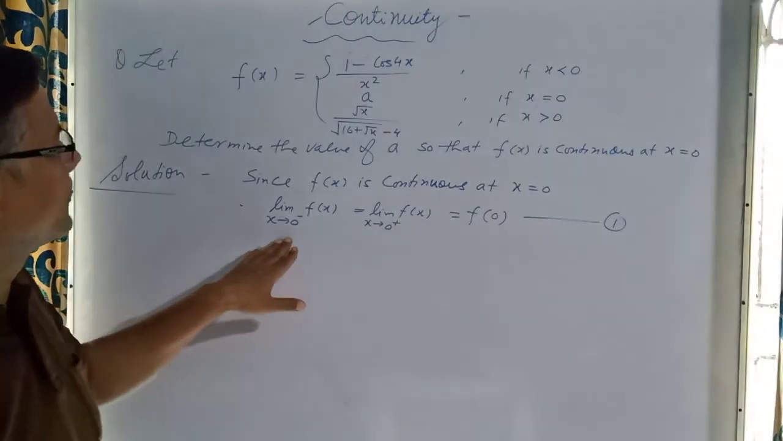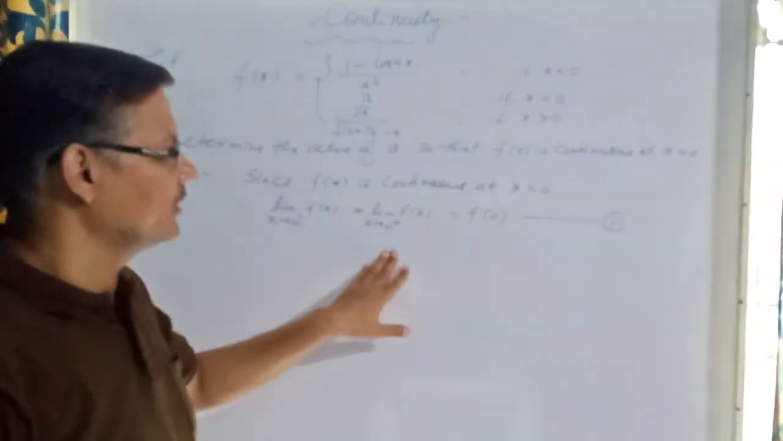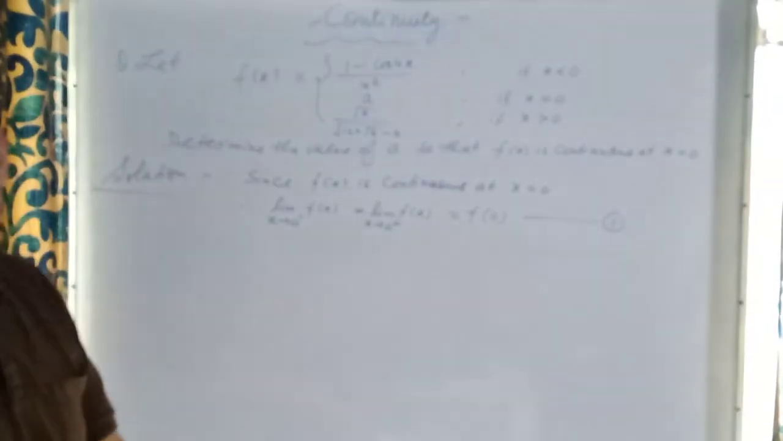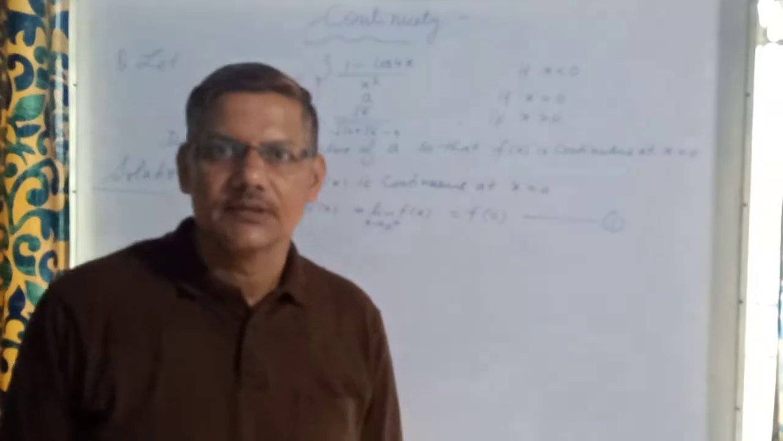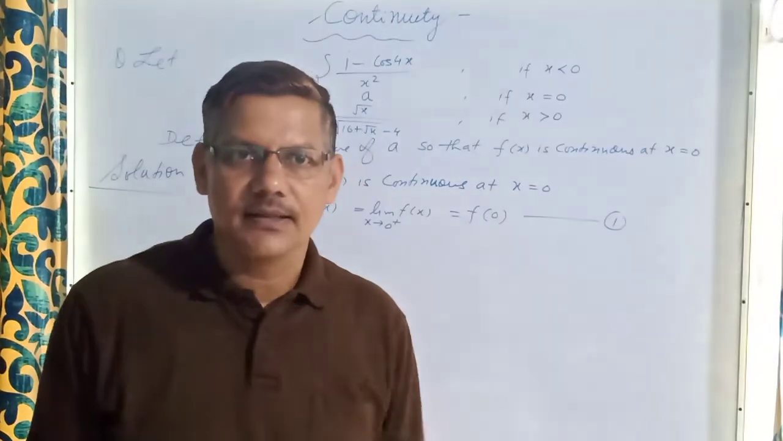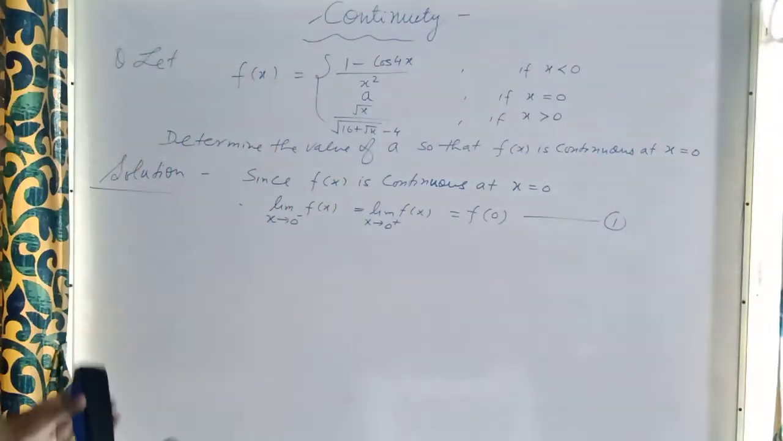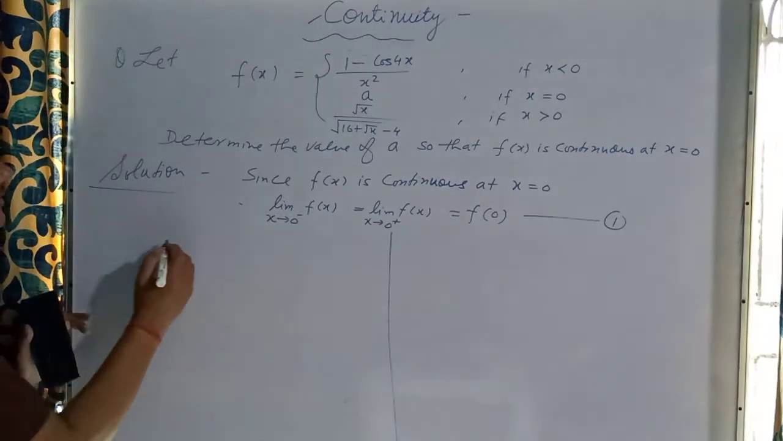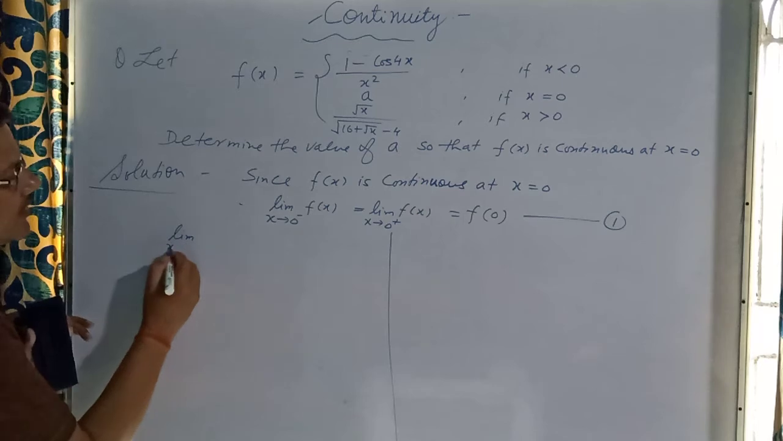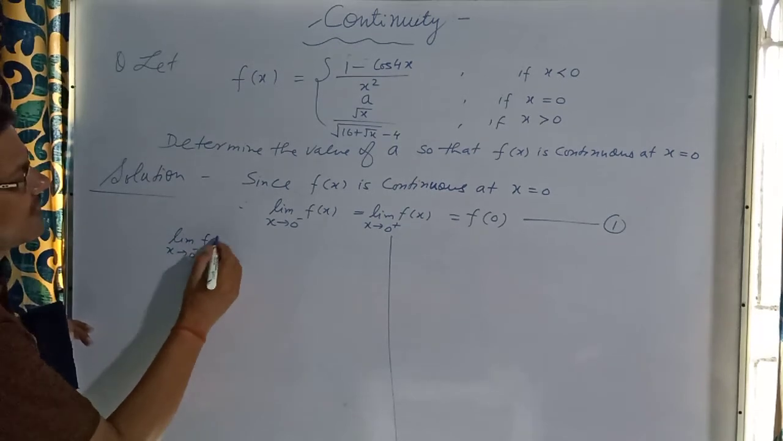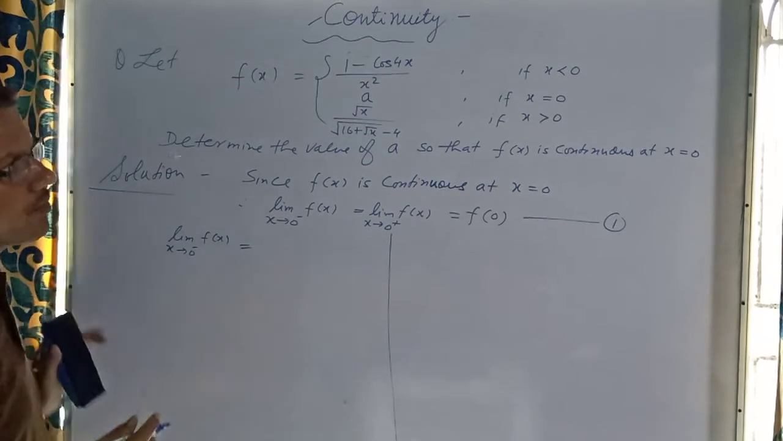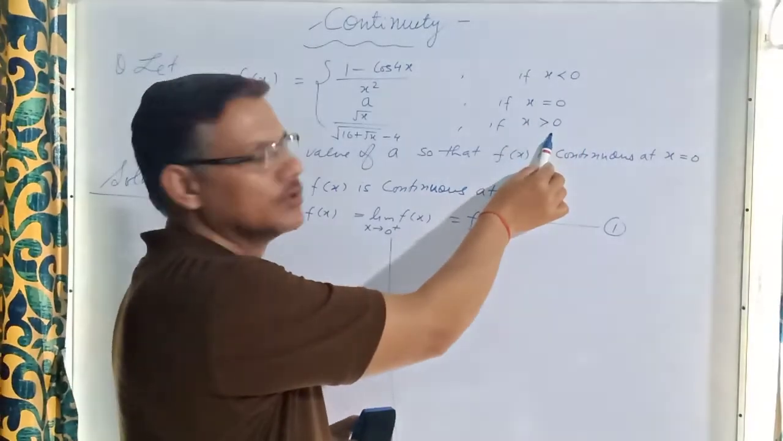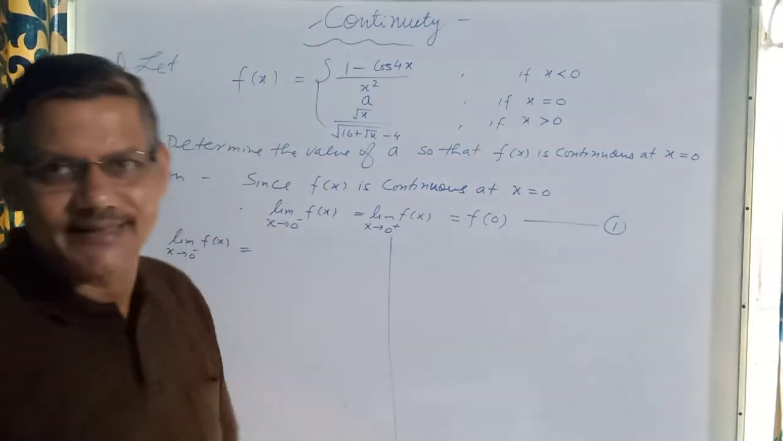So first we find the left hand limit, then we find the right hand limit, then we get the value of the function at that point. When we equate, we get some relations, and after solving we get the required value. So I am dividing it into 2 parts. I start from here, that is, limit x tends to 0 of f(x). Since here our function is characterized, this is for less than 0, this is for more than 0, so we are not required to use h.